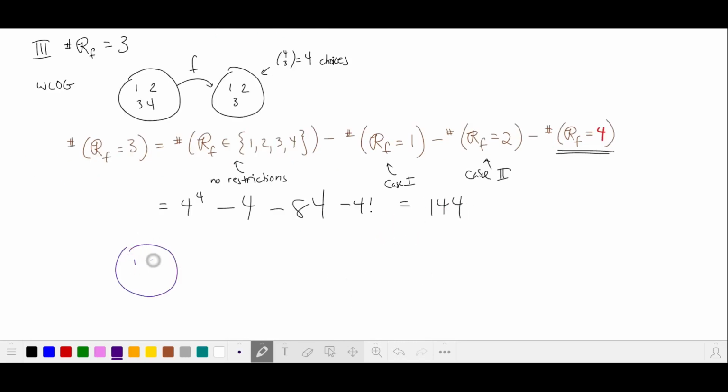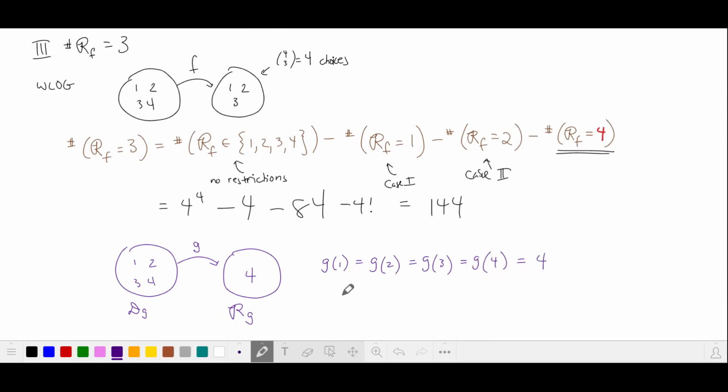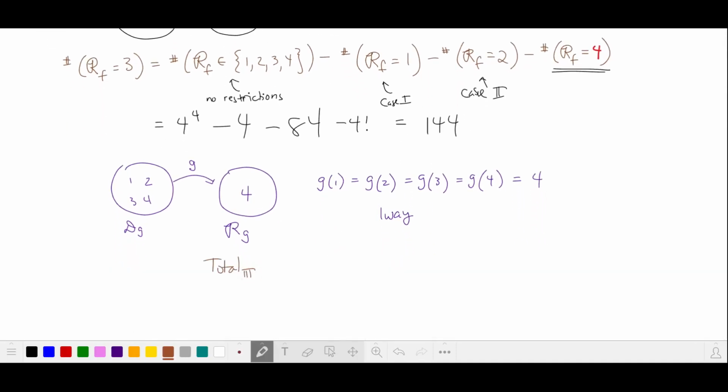This leaves one possible value for the range of G, and this is determined by whatever we don't pick for the range of F. This is the situation where all 4 inputs of G are equal to the given output. There's just one way to pick a G that does this. So our total for case 3 is 144 times 1.